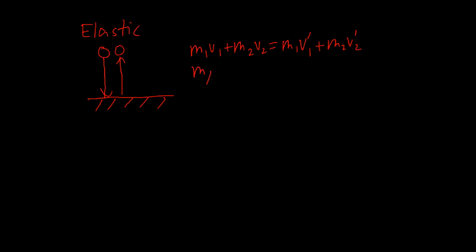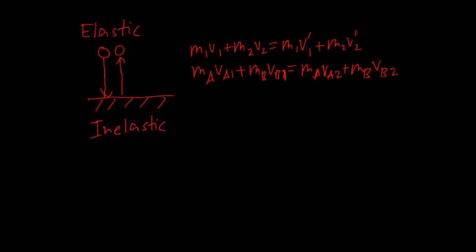So you can also symbolize this as MA VA1 plus MB VB2 equals MA VA2 plus MB, oops, this should be MB VB1, MB VB2. So these are just the same equations. Now for inelastic collision, okay, the kinetic energy when it first fell down is less than when it came back up. So we say that is that one.